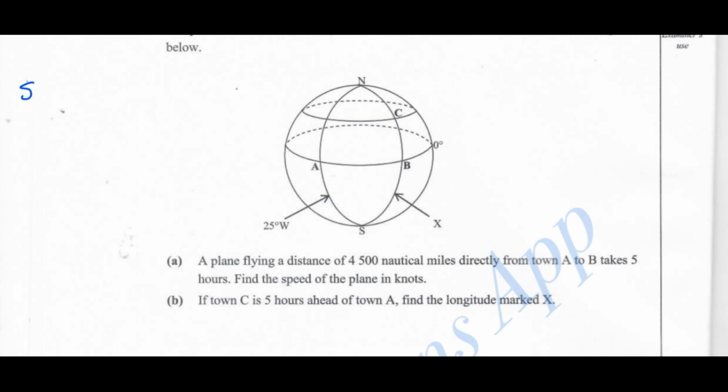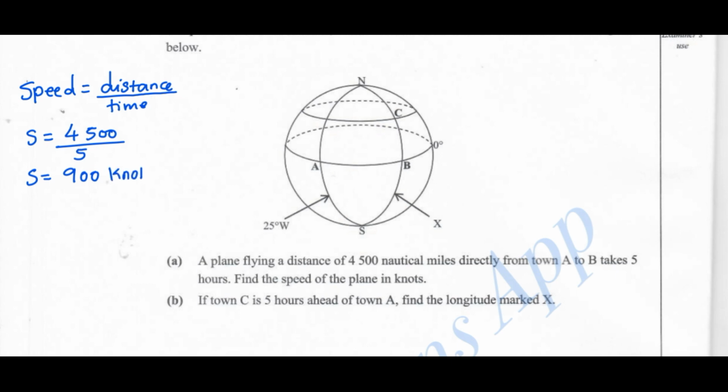So the formula, speed is equal to distance over time. So speed, what's our distance? Is 4,500 over time is 5 hours. So we know that 5 can go into 45, which is 9. So the final answer is 900 knots.